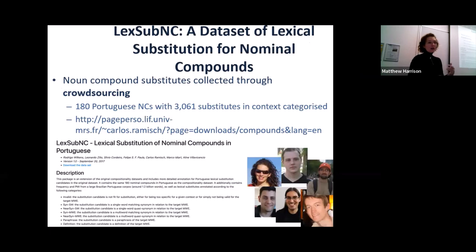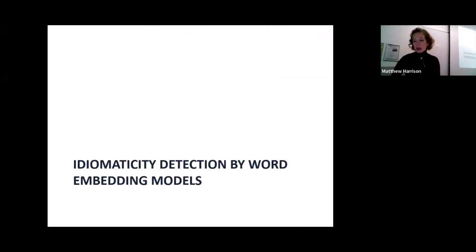And we also annotated some of these compounds in terms of what kind of replacements they had for the compound noun that we had. So for Portuguese, we took the synonyms and we said, okay, this is a strict synonym, this is a paraphrase, this is a definition, and this is a synonym involving multiword expressions. So we annotated this very carefully, and it's available. We did this for Portuguese, and this is a resource that can be used, for example, to judge machine translation and text simplification. If you are interested, it's all freely available, and we are happy to share the data.